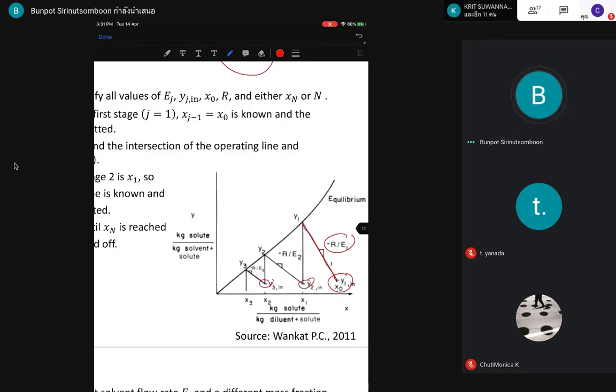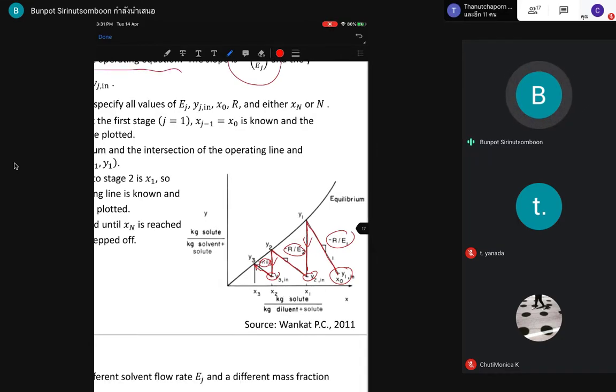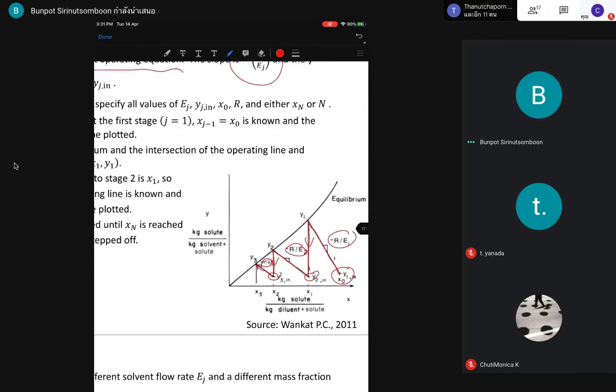And then next, you use the information about the slope of the next operating line, and draw this line here to hit the equilibrium line. So this is a straight line down to connect to the next point, and then draw another line here using this slope. So yeah, that's how you do it. This is the direction when you draw the line.